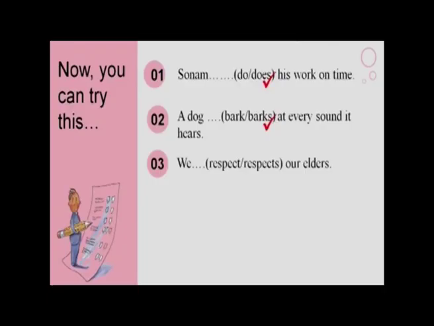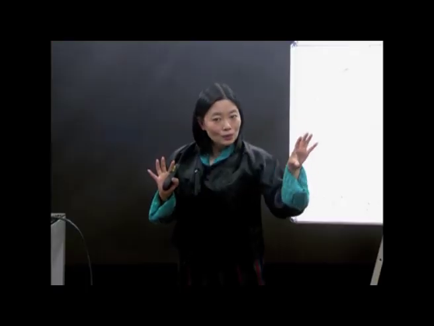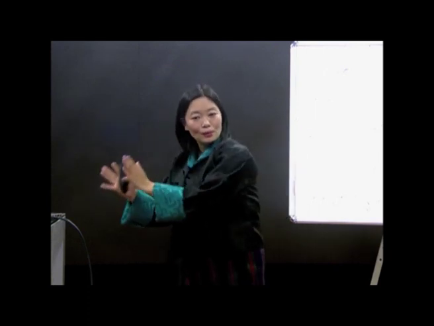Third one. We dash our elders. So, what could be the answer? Respect. Why respect? Look at the subject. We is a plural form. So, with a plural subject, it is always a plural verb.